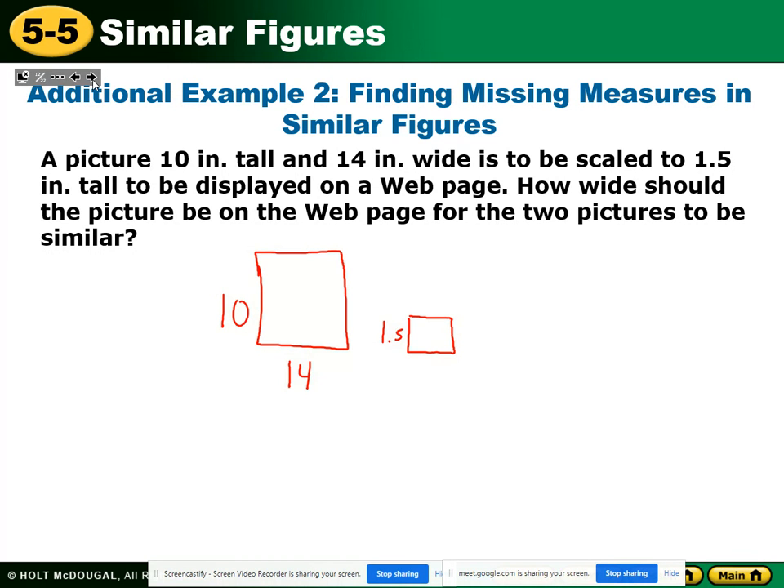So it goes here? It does. Do we know how wide? No. A. Oh, you want to put A? A. How wide is it? So how do we set it up? Go ahead, Taylor. 10/14, 1.5 over A.